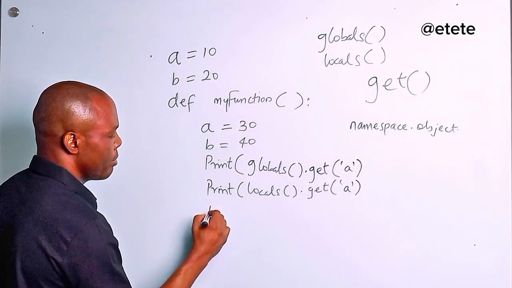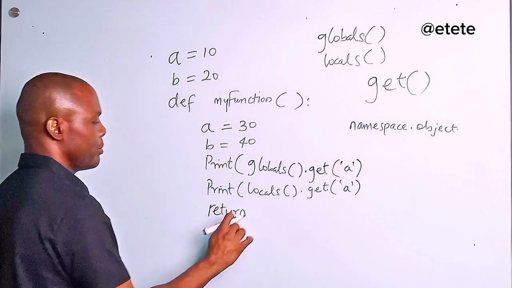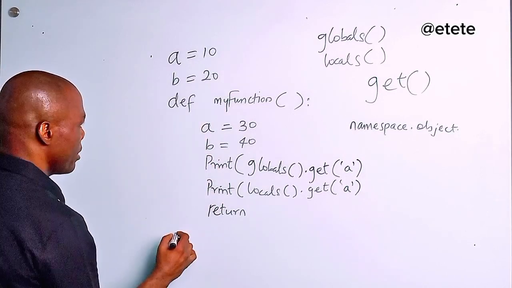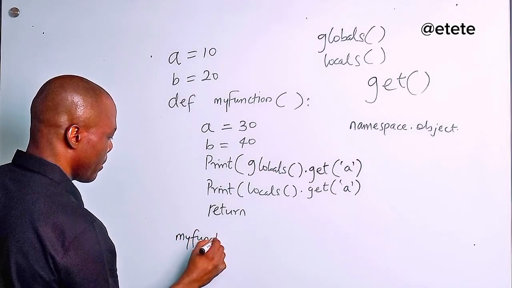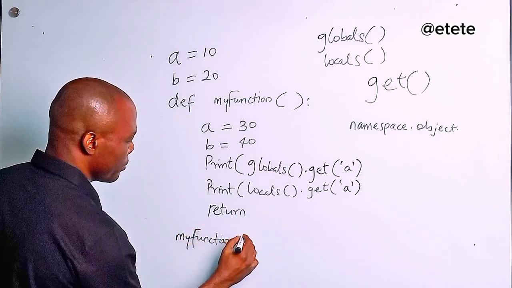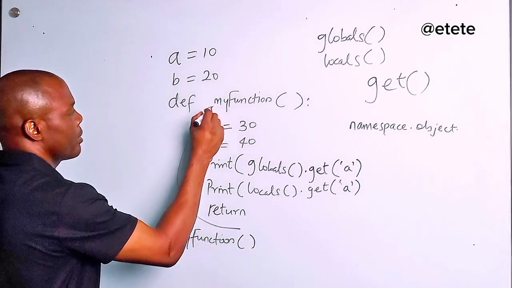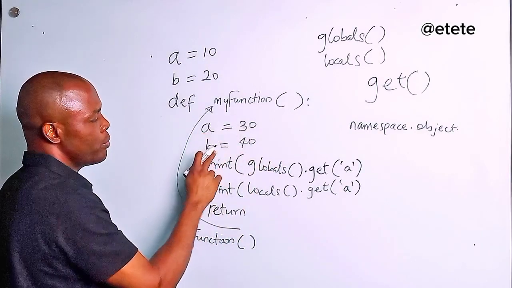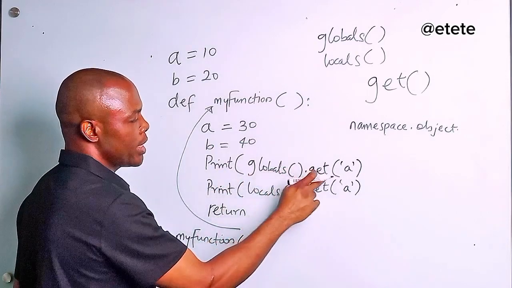Then I will say return. Now, if I call this function here, I say my function. I'm calling the function. So it will go here, then it will go in, declare this variable and assign 30 to it, declare this variable and assign 40 to it, then it will carry out this instruction, print globals dot get a.